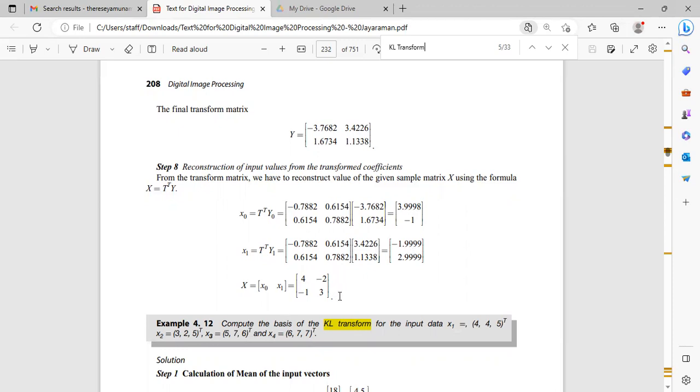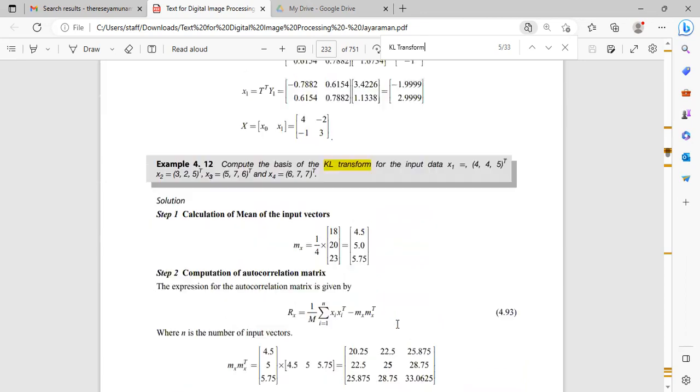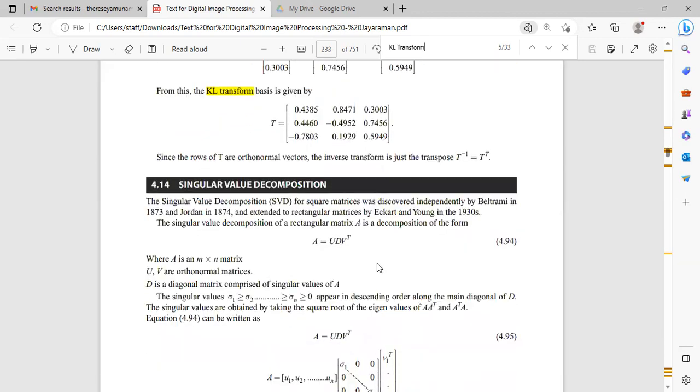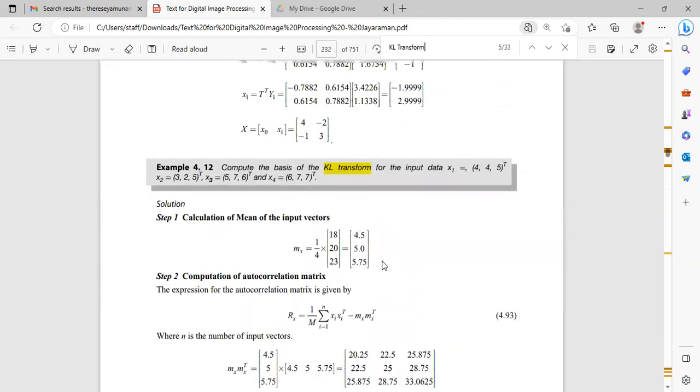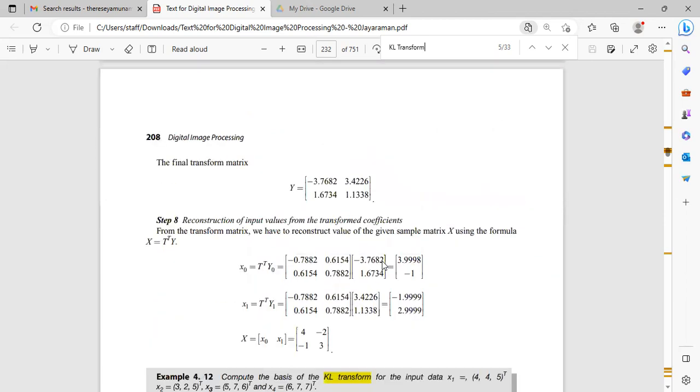Okay, so this will be your KL transformation. You can try out this problem. It's a worked example given over here. Okay. If you have any doubts, we'll discuss it in the class. Please write this as your tutorial 10.